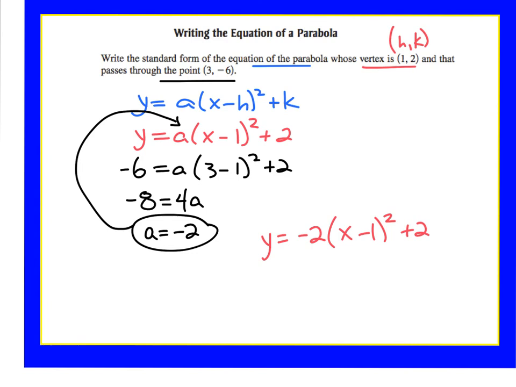All right. Pretty cool. Now, you can actually know a lot from this equation. What's my vertex? 1, 2, right? Which way is it going? It's going down. Is it fat or is it skinny? It's skinny. Will it have intercepts? Yes. Okay. Pretty cool.